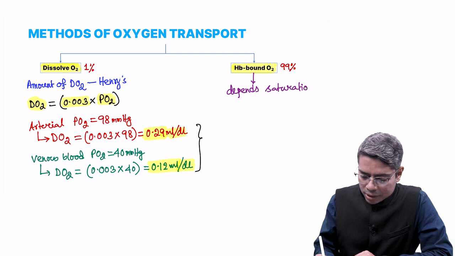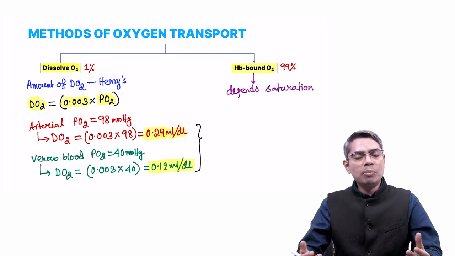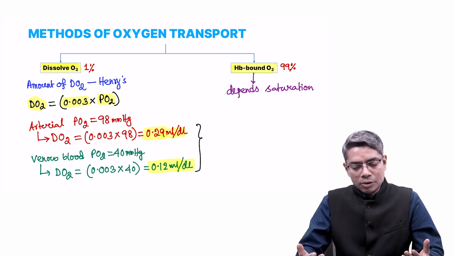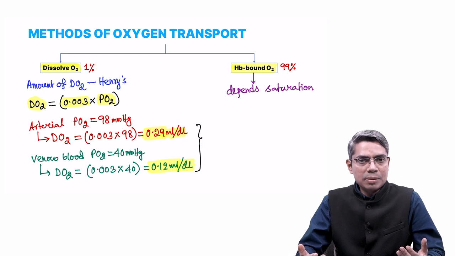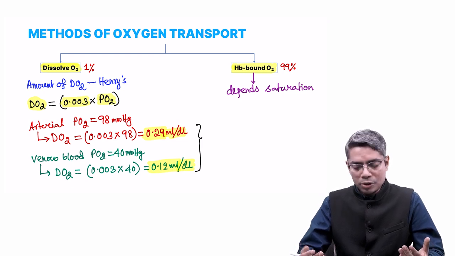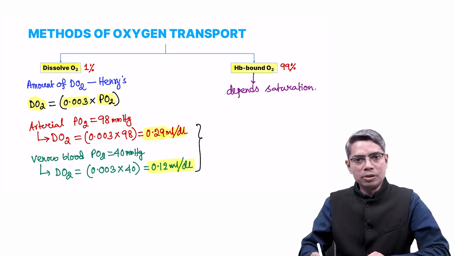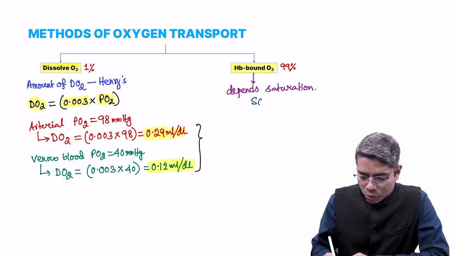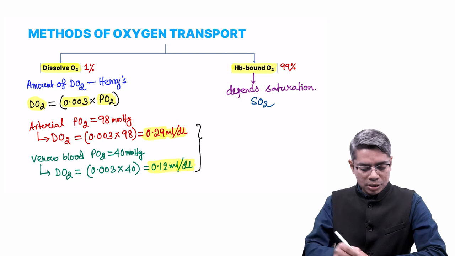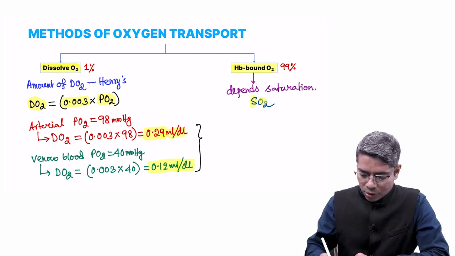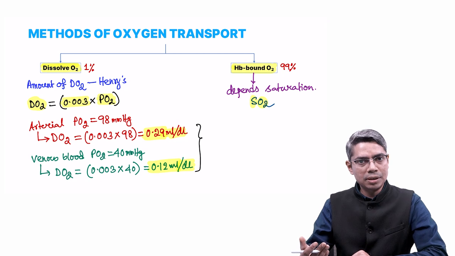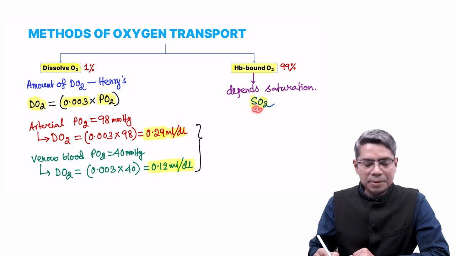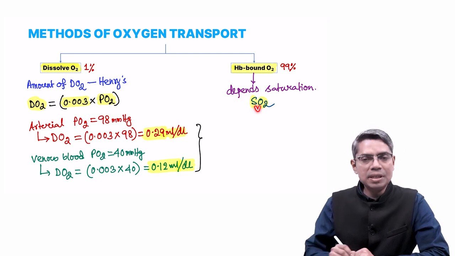So who is carrying the oxygen here? The hemoglobin. So how much saturation the hemoglobin has is the condition on which the hemoglobin bound oxygen will depend. So saturation of hemoglobin. Now this saturation of hemoglobin is written as SO2. S for saturation, O for oxygen. So saturation with oxygen. This is the hemoglobin saturation. If it is arterial blood, then I will put a small a here, and if it is venous blood saturation, then I will put a small v here.